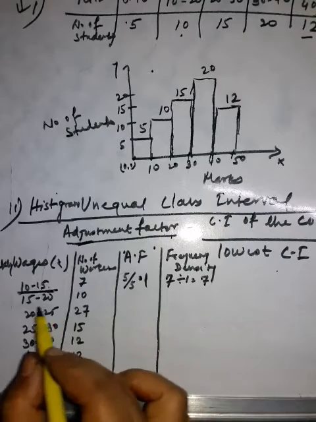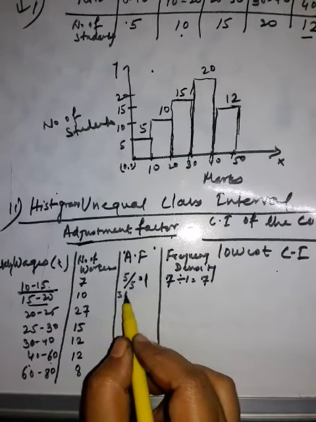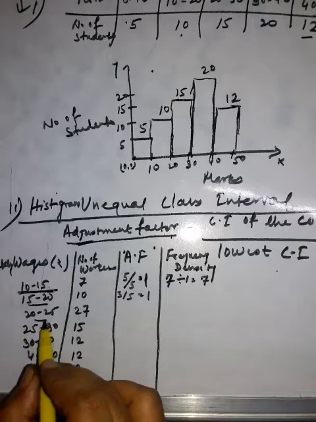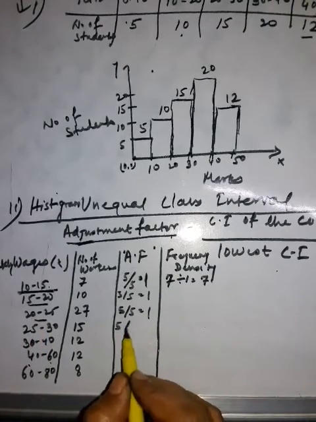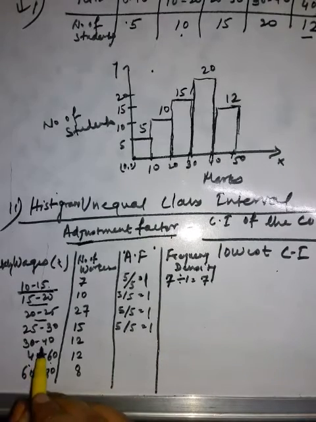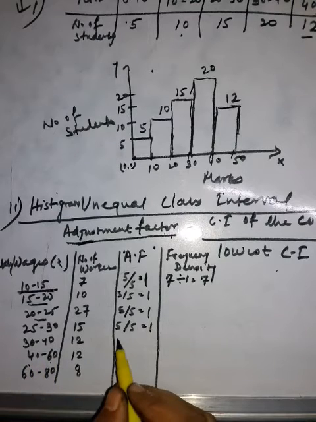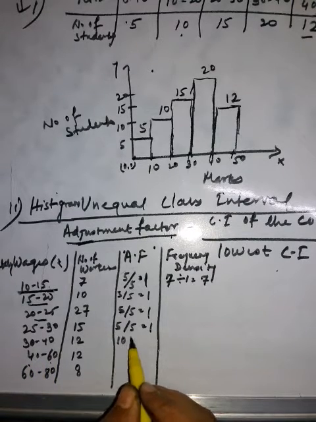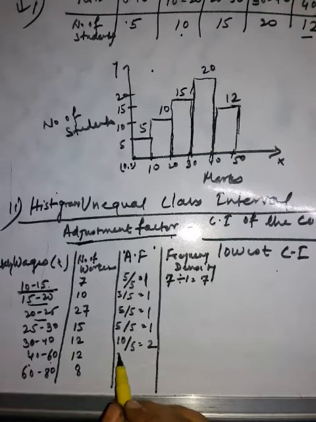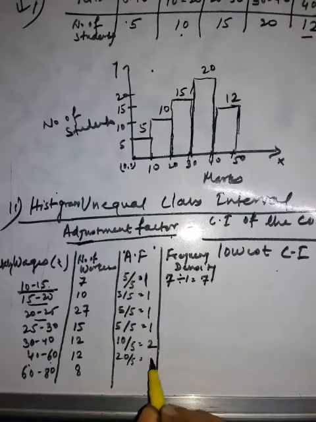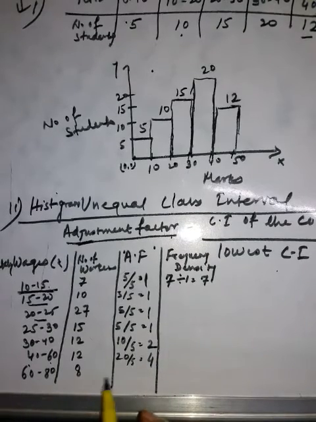Likewise, here again the class interval is 5 and the lowest class interval is 1, sorry, 5. Here again 5 by 5, that is 1. Here again 5 by 5, that is 1. Here the class interval is 10 and the lowest class interval is of course 5, so that will be 2. Here the class interval is 20, lowest class interval is 5, then that will be 4. And 20 again, that is 4.